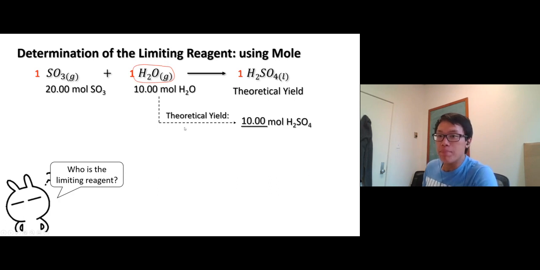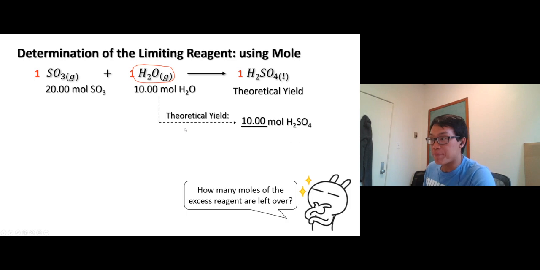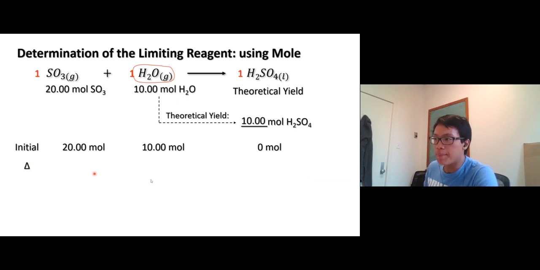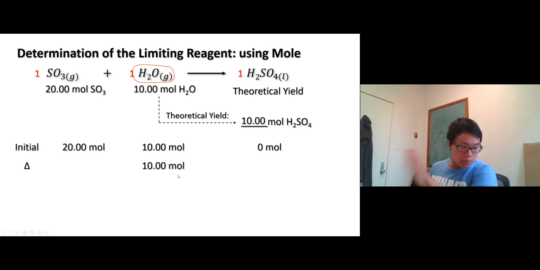Okay. So how many moles of excess reagent are left over? I'm going to do this. At the beginning, we have 20 moles of sulfur trioxide, 10 moles of water, and 0 moles of sulfuric acid. Let it react, so I use delta for the change. Water runs out first, so we're going to use all of it up.